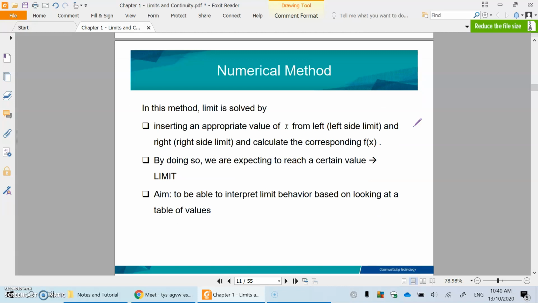In this numerical method, the limit is solved by inserting appropriate values of x from the left, this is for the left side limit, and from the right, and calculating the corresponding f(x). By doing so, we are moving closer and closer to the value of x, and we are expecting to reach a certain value, which we call the limit.